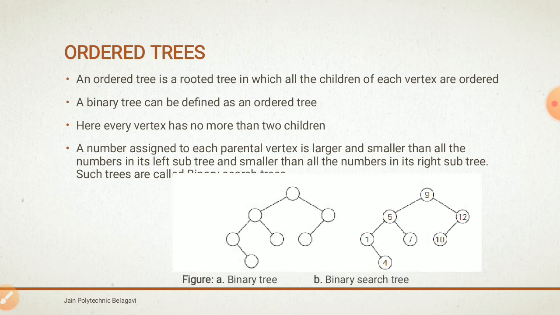For example, here we have a binary tree and a binary search tree. With the help of the values, the numbers of the nodes, we can identify which vertex has a left subtree or a right subtree. That is all about ordered trees.